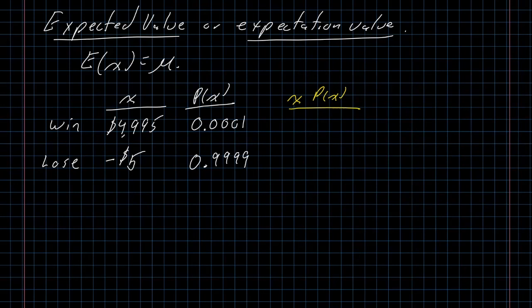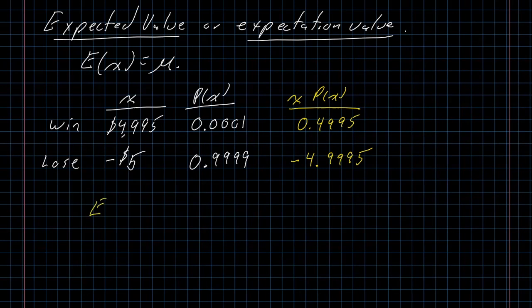So if we take our x values and multiply them by p of x, 0.0001 times 4,995 is 0.4995. And 0.9999 times negative $5 is negative 4.9995.